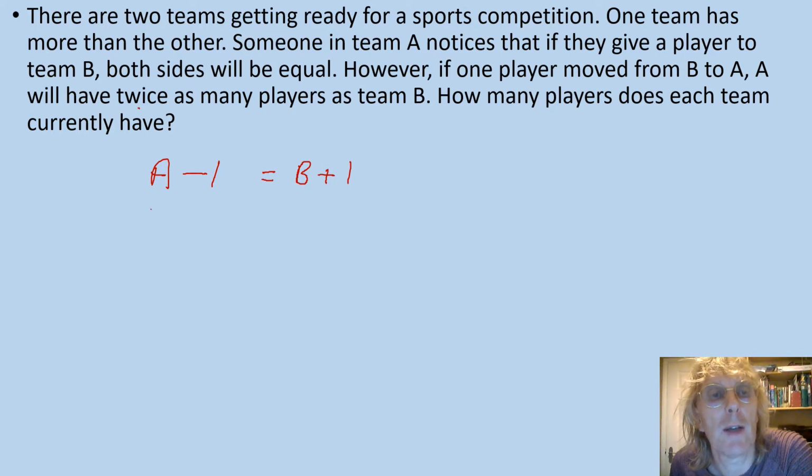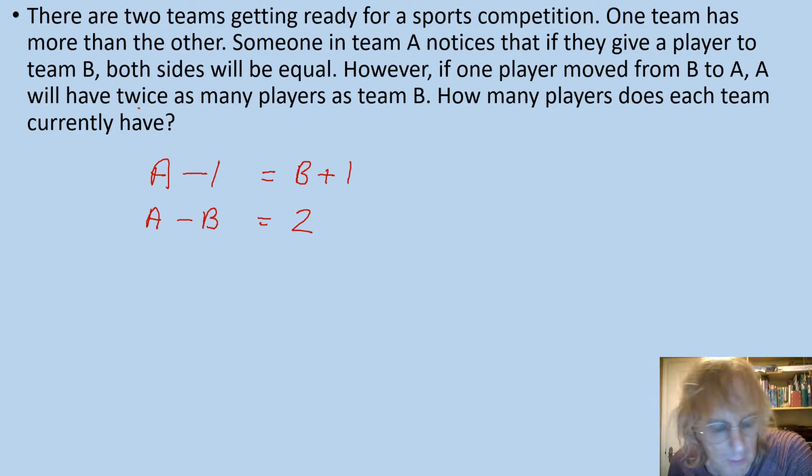So we could have A minus B equals 2, because the minus 1 is going to come over here and become added onto there. So we're going to add 1 onto this B, and to get rid of the B from there, we're going to take it away. So we've got A minus B equals 2.